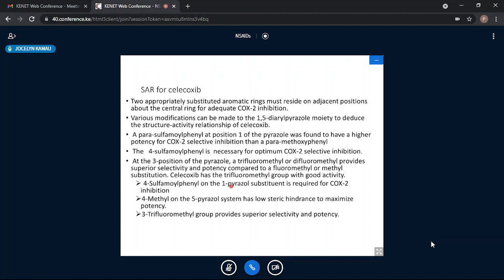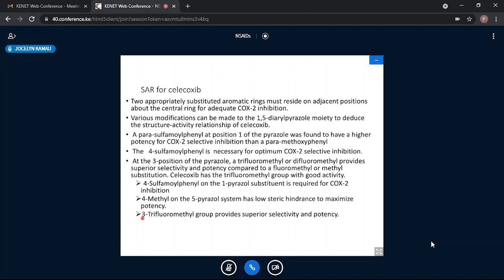You call that position 1, 2, 3, 4. So of course this time it will be 4' because that's a different ring. So the 4', because it's at the position 4', is required. That group we know, the sulfamoyl group, is required for COX-2 selective inhibition.